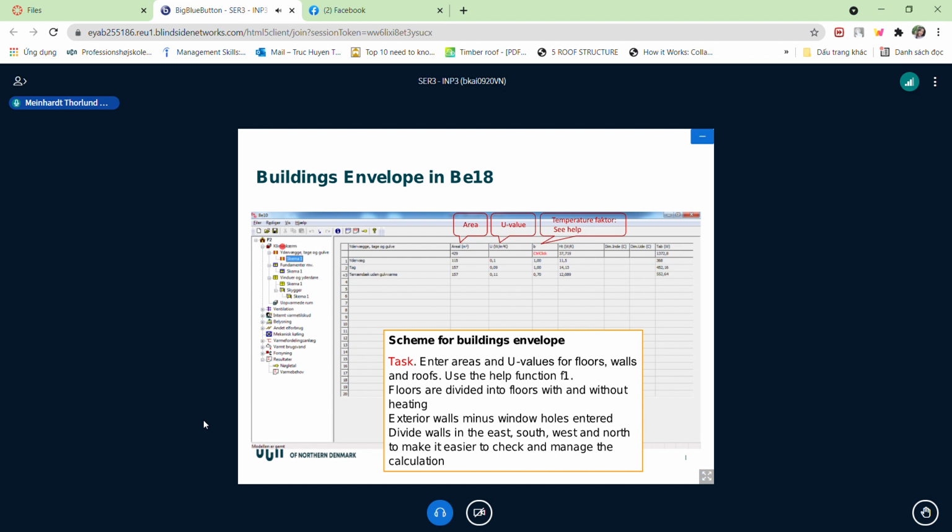So when we look at the climate envelope, what we need to take into account is the area of the specific wall. What is the danger here?